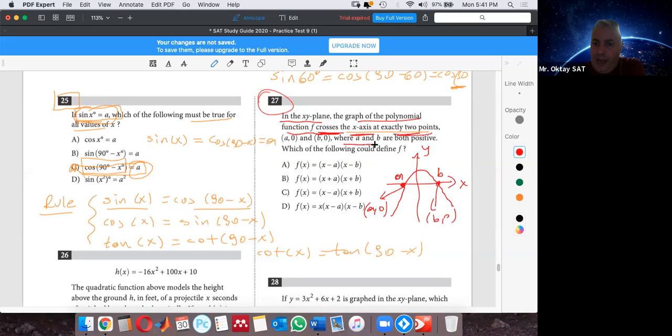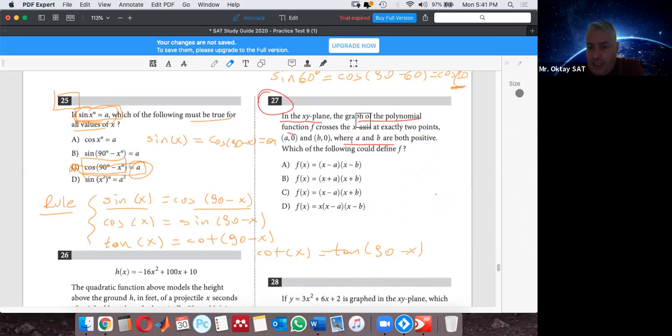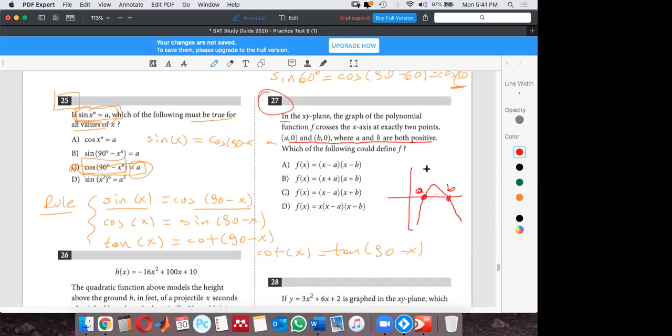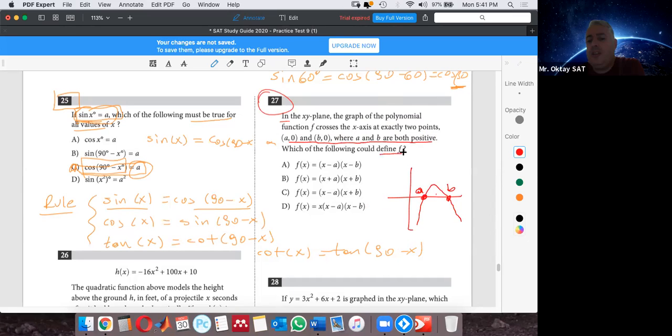Now, where a and b are, oh my God, they are both positive. So let me change now, since the question says they are both positive. So here and here, for example, like this. This is now a, this is now b. Understand till here? Understand or not? Yes, sir. Which of the following could define f?